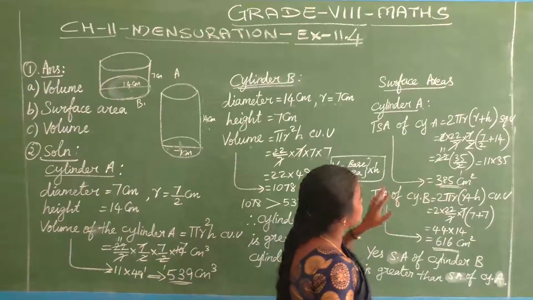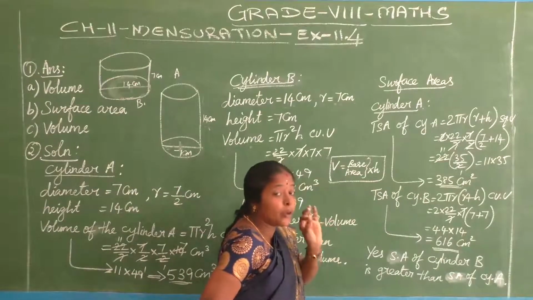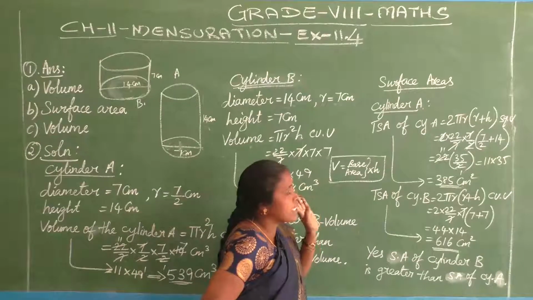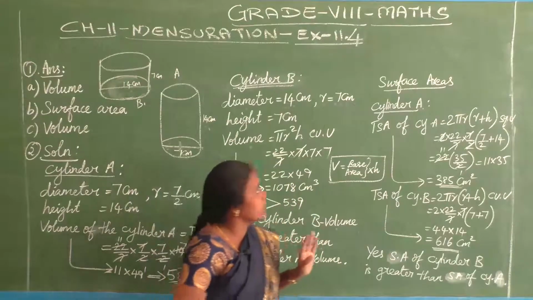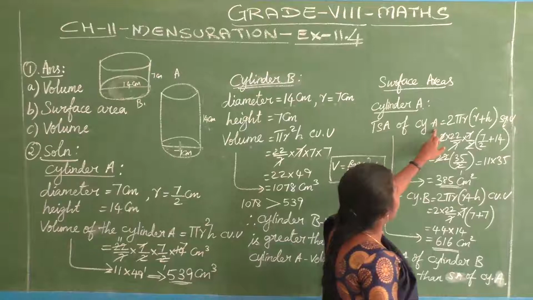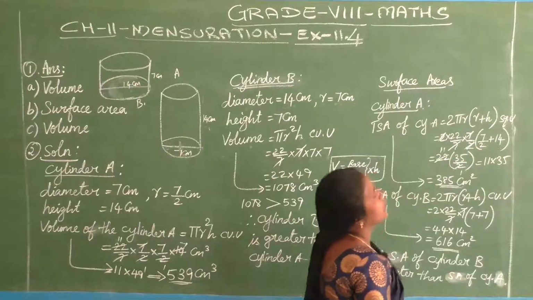Don't confuse the square and the cube. When finding volume, you must apply cubic units. When finding surface area, you have to apply square units. Clear? So the TSA of cylinder A, what is the formula? 2 pi r into r plus h square units.